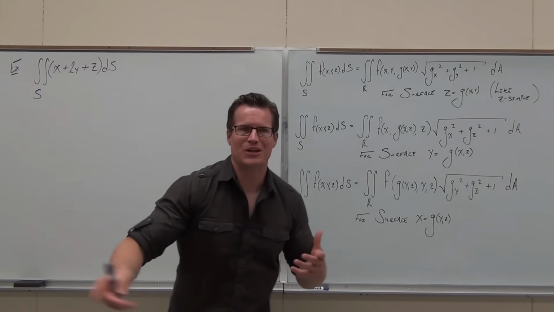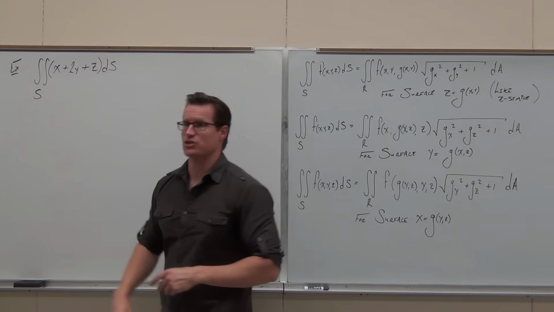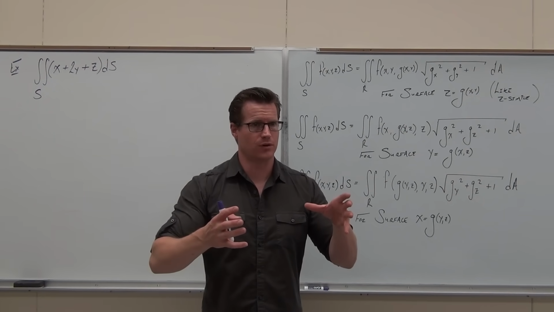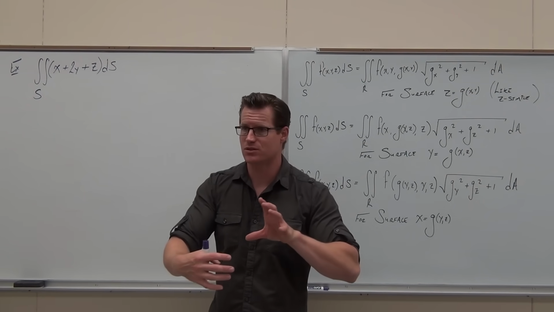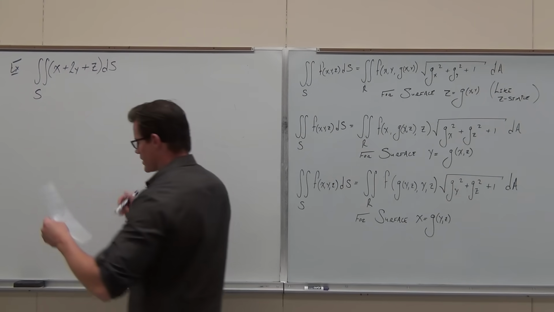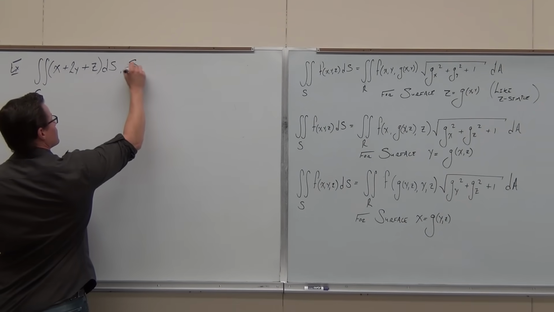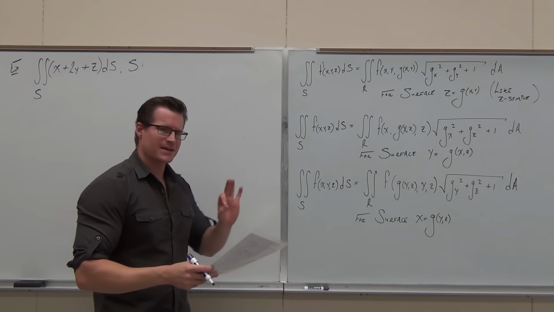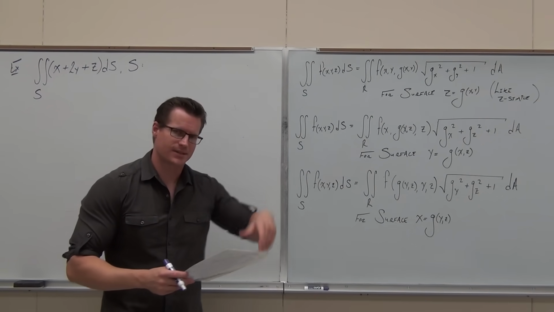So just like on double integrals, I can't just give you this and say, do it. I got to give you this, and then I got to give you a surface that you're integrating over that has a surface area. Does that make sense to you? You got to have that. So I'm going to give you the surface, where S is a plane inside a cylinder.